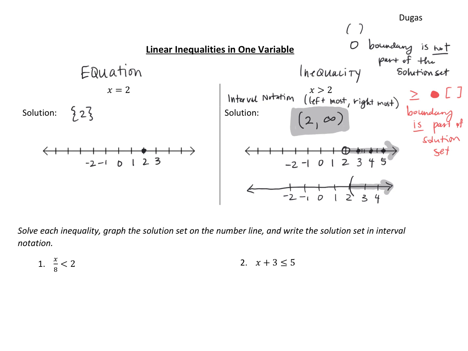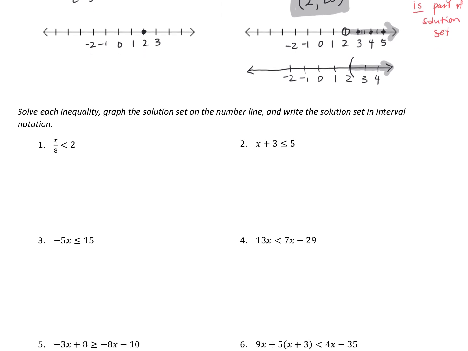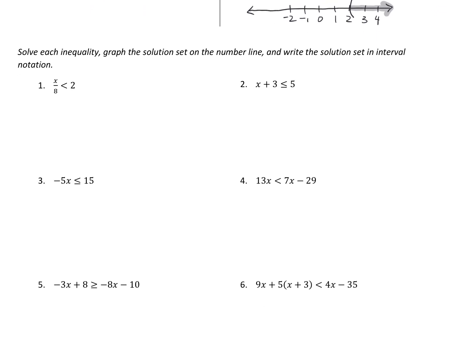So let's look at some examples. For these, we're going to solve the inequality, then graph the solution set on the number line, and finally write the solution set in interval notation. The first thing we want to do is isolate the x. To undo this x divided by 8, we would multiply both sides by 8, and that would give us x is less than 16. So we have the x by itself, so that's the solving part.